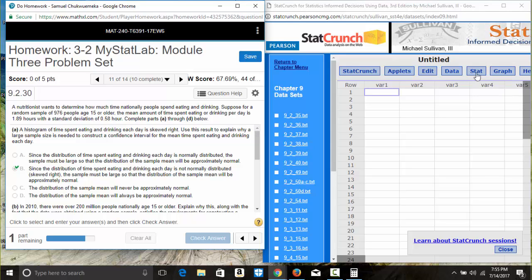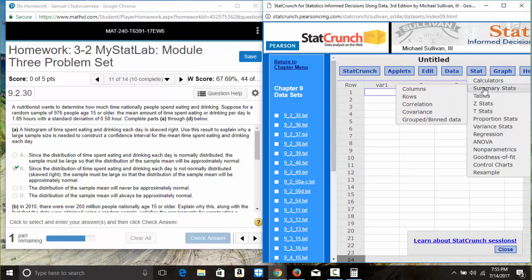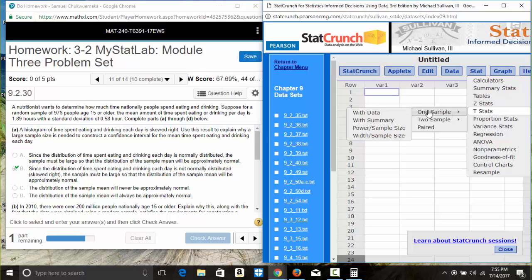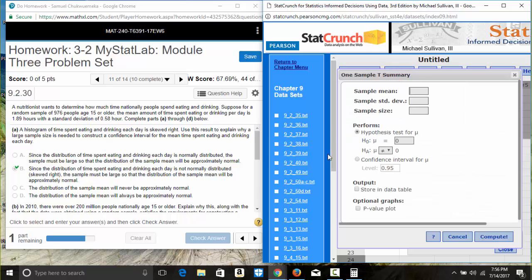So we're going to come here, go to Stats, then T Stats, because they gave us the sample standard deviation. This is one sample with summary. The sample mean is 1.89, the sample standard deviation is 0.58, and the sample size is 976.